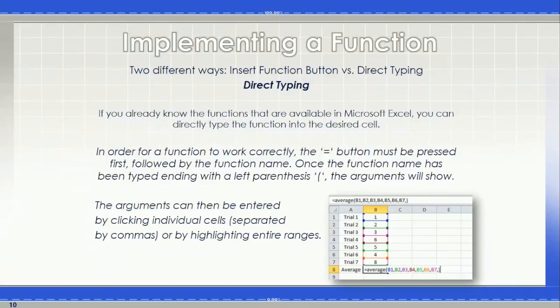An alternative way to implement a function is to directly type it into a cell. To make the function work, you must type an equal sign before the function to let the program know it needs to make a calculation. After typing the function name after the equal sign, type a left parentheses, then input the arguments by clicking individual cells or highlighting cell ranges. End the argument by putting the right parentheses.